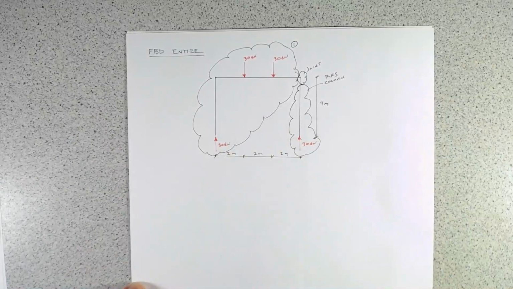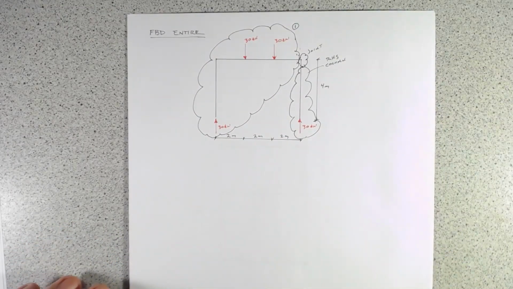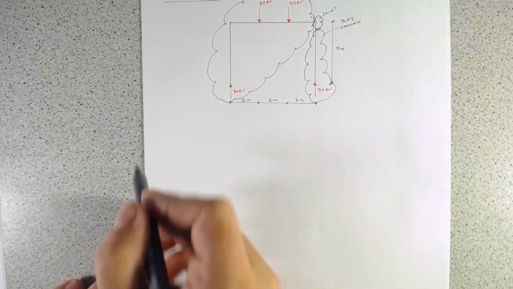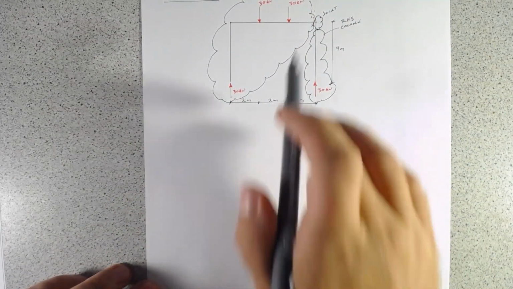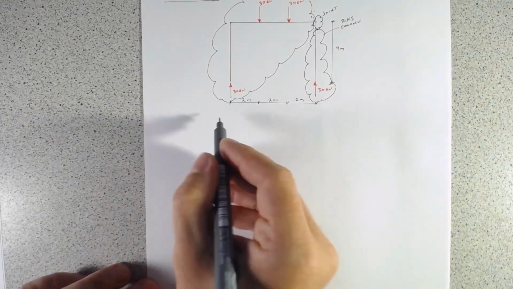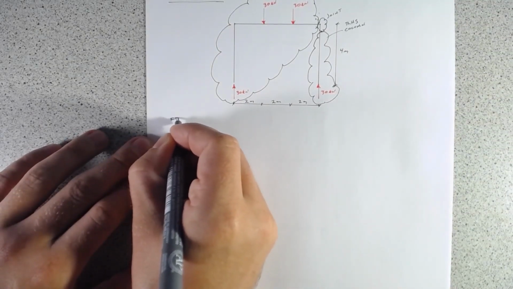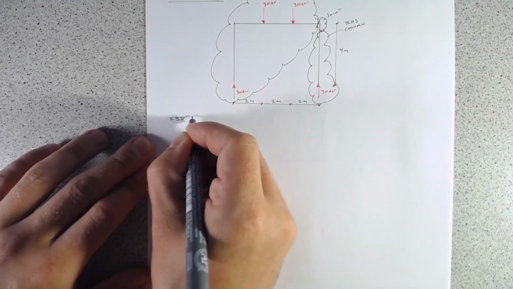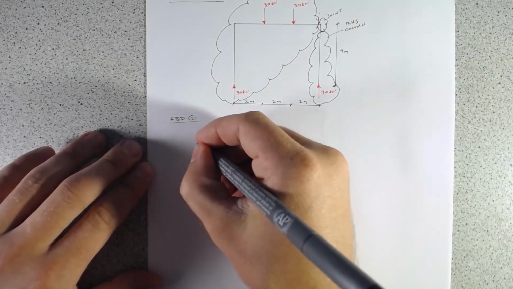So let's draw these free body diagrams out, and then we can use our equilibrium equations in order to find out what the actions are that are interior here. So we'll draw each of them out first, then we'll go through and solve these equations. So for free body diagram number 1, which is this left-hand side here.